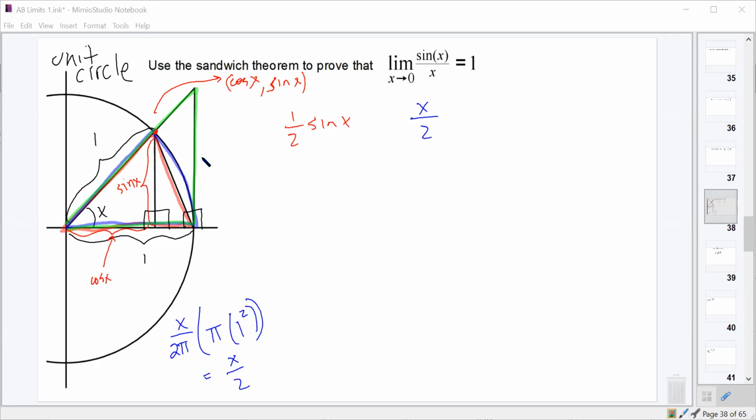Sorry, what did you say? 10. I still couldn't hear you. I don't know, I'm breaking up or something on my end. Tangent. Yeah, that's tangent x.